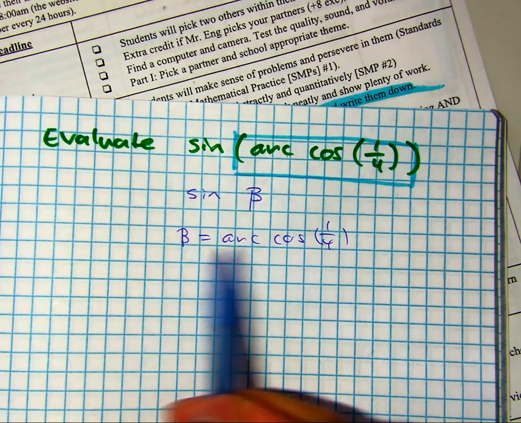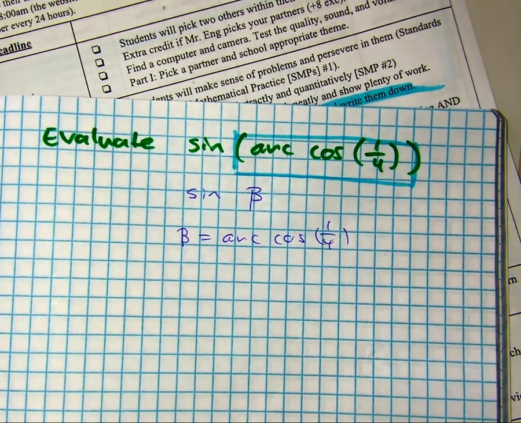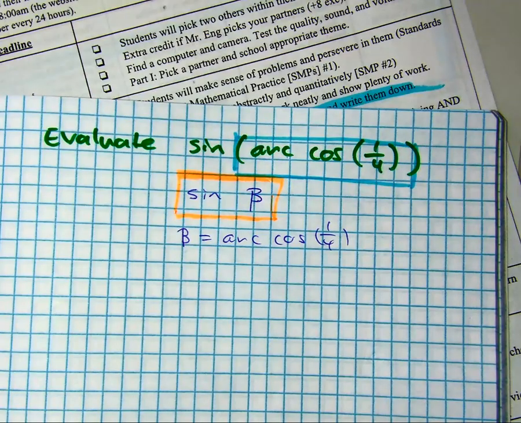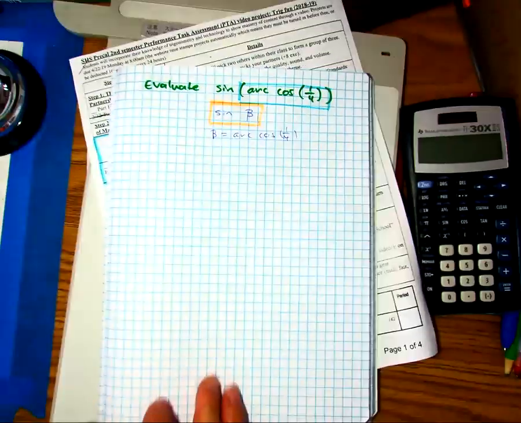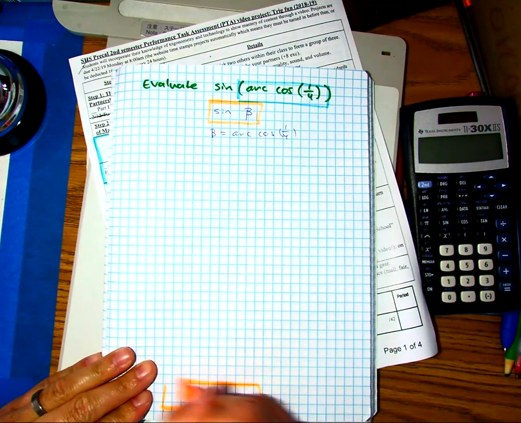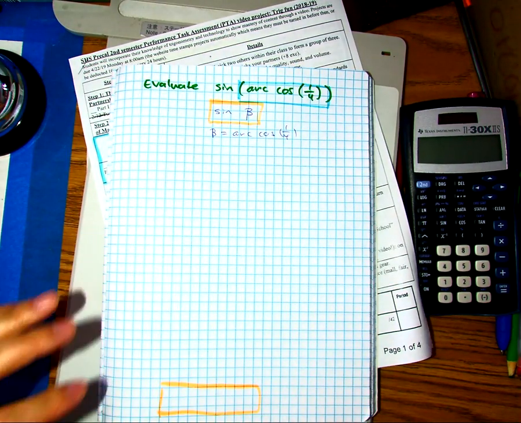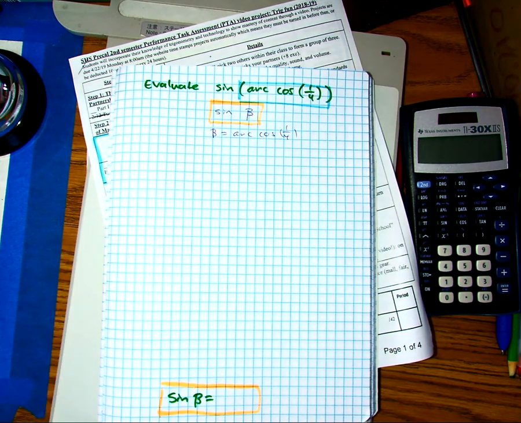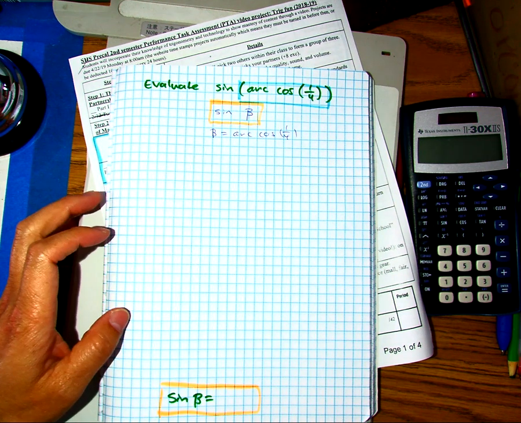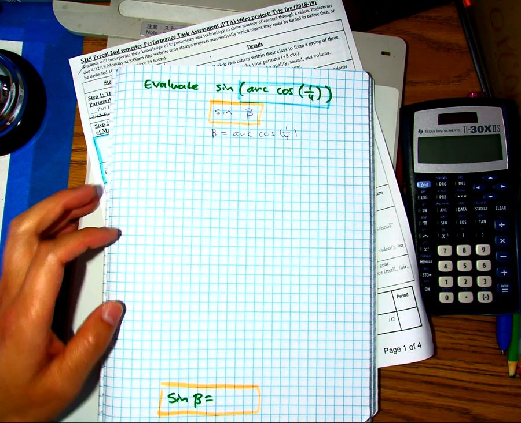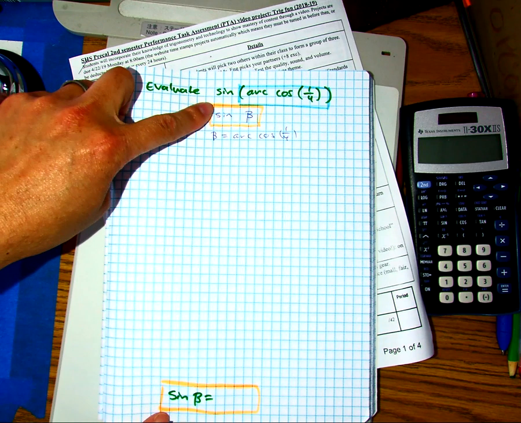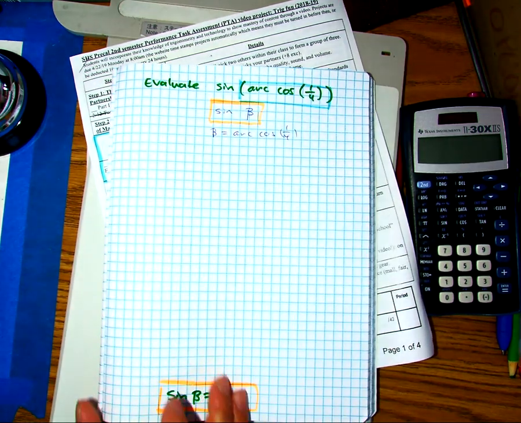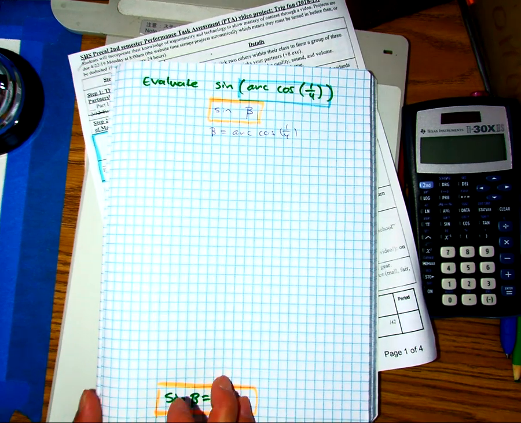We're going to solve this problem, but we're not going to forget that our real answer, or the real question they want us to figure out, is sine of beta. So really way at the bottom, I'm going to write in what is sine of beta. So we're going to do this problem, get all the clues that we can, and then figure out where sine of beta is, okay?